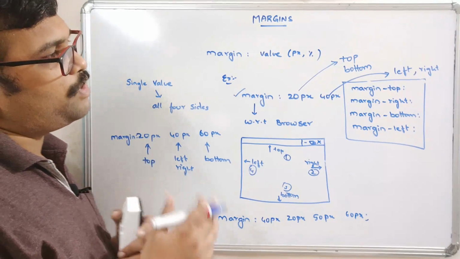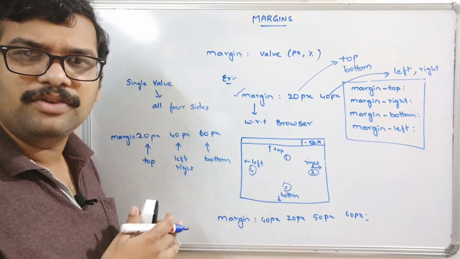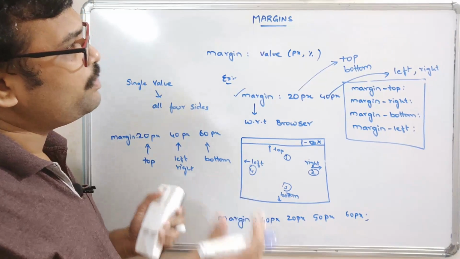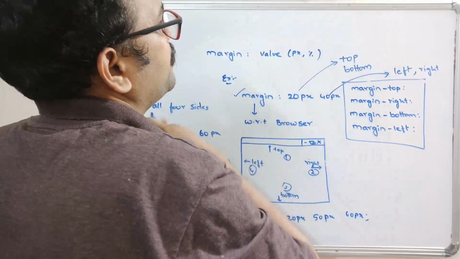And coming to the next one, I will show you the example. Okay, I will show you the example by taking all the different values, no problem. And the next one is padding.